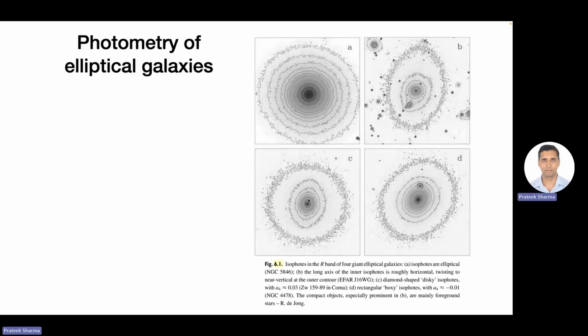A disk. Right, so a disk would be similar to this. It becomes more disky. What would be the orientation of the disk? Right, so the disk's major axis will be along this direction.